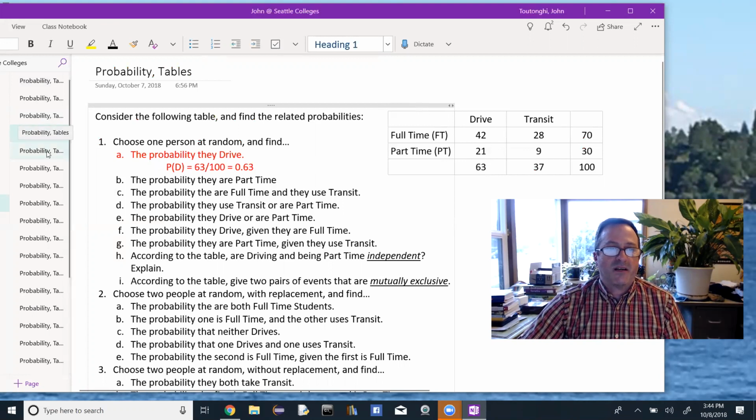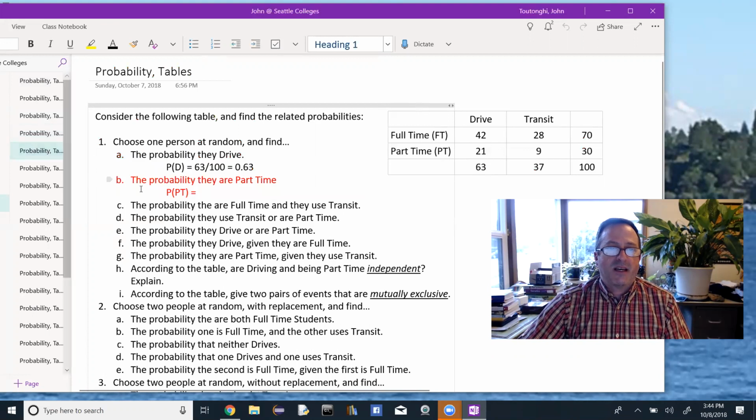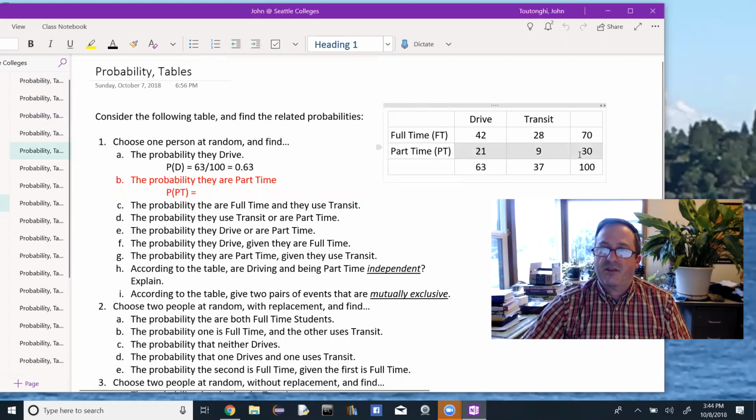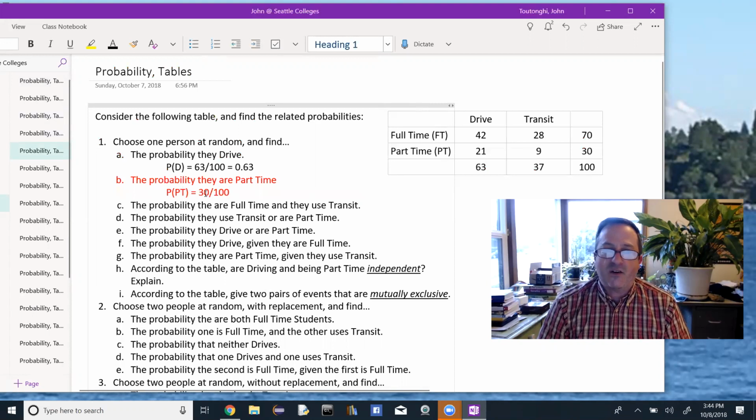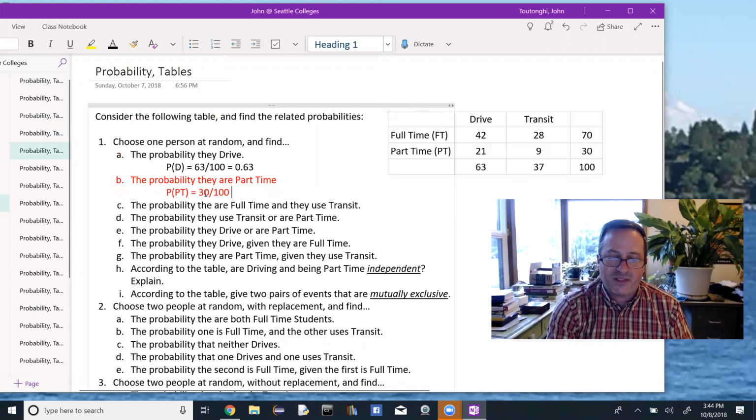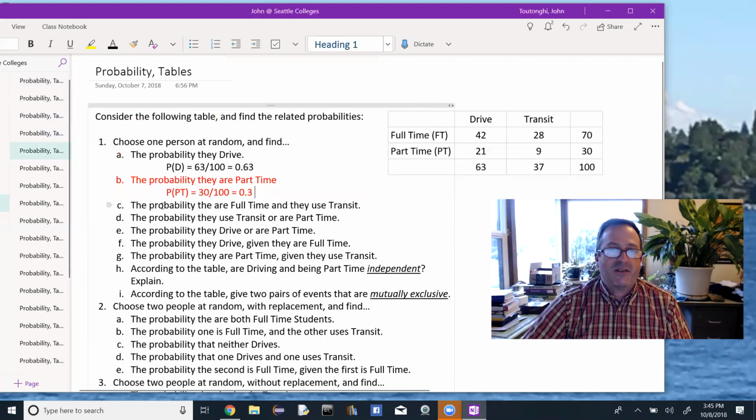The second part, the probability that they are part-time. Again, I have the notation, the probability of part-time. That's why I used two letters, PT, as opposed to just P, to avoid confusion with probability in front. The probability that they are part-time, well, we have 21 who drive and 9 who don't, for a total of 30 that are part-time. In this initial section, the tricky stuff is coming when we look at the and, the or, and the conditional probability to follow. So those are coming up. But the probability of those who are part-time is 30 out of 100, or 30%.